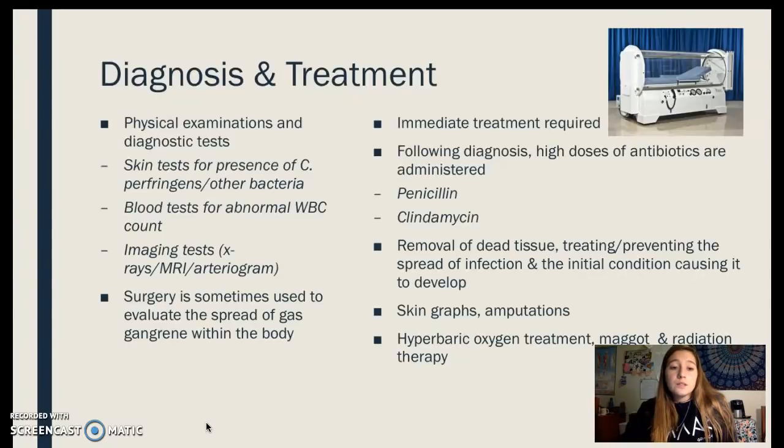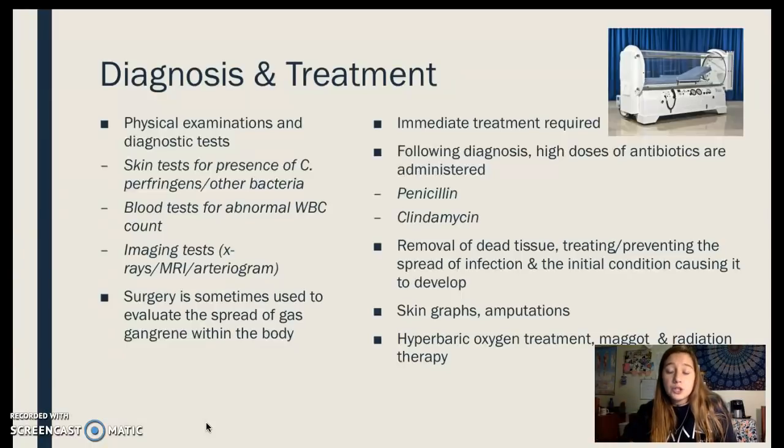Skin tests check for the presence of C. perfringens or other bacteria, blood tests check for abnormal white blood cell count indicating infection, or imaging tests such as x-rays, MRIs, cardiograms, arteriograms. And then sometimes surgery is used to evaluate the spread within the body. For treatment, immediate treatment is required. It's crucial that if you have even the slightest inclination you have this, you go to the doctor. Following diagnosis, high doses of antibiotics like penicillin and clindamycin are administered at the same time for the best possible effects.